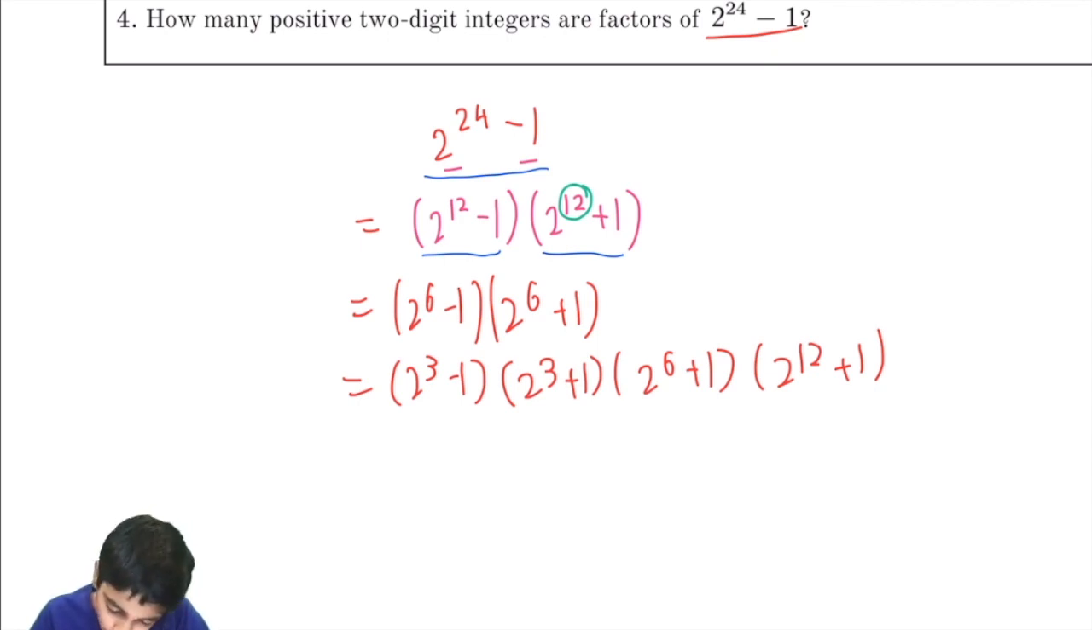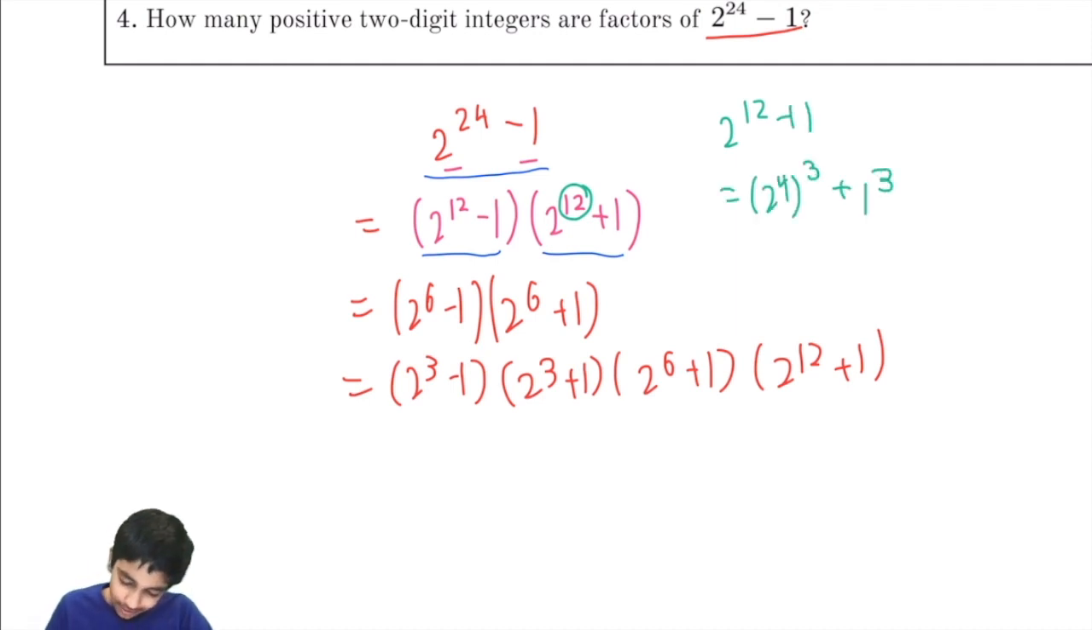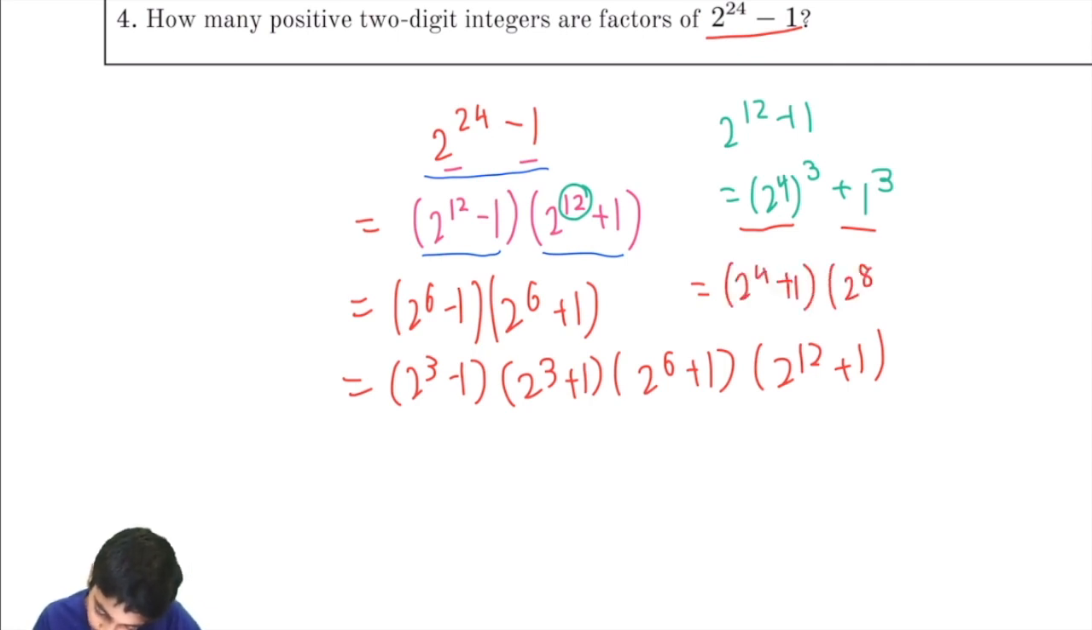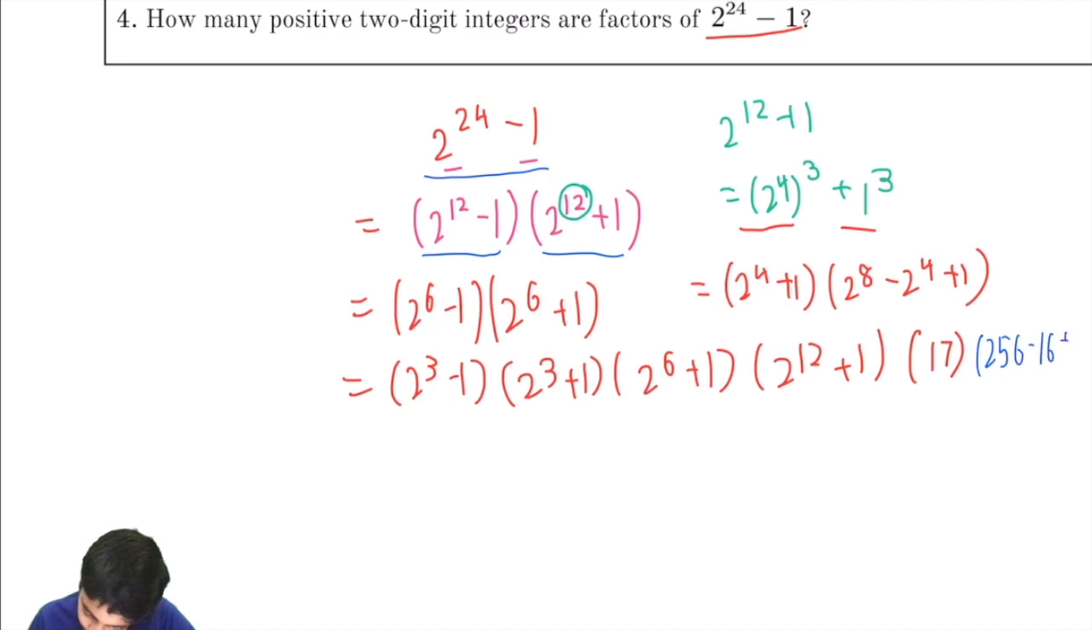So if 12 is a multiple of 3, we know that 2 to the 12 plus 1 is equal to 2 to the 4 cubed plus 1 cubed. So we see that not only is 2 to the 12 a perfect square, but it's also a perfect cube. So it can be expressed as a sum of two cubes, which you know how to deal with using our sum of cubes factorization. So this is just going to be 2 to the 4 plus 1 times 2 to the 8 minus 2 to the 4 plus 1 by the sum of cubes formula. And this is just going to be equal to 17, because 2 to the 4 is 16. And then this is just going to be 256 minus 16 plus 1, which is 241.